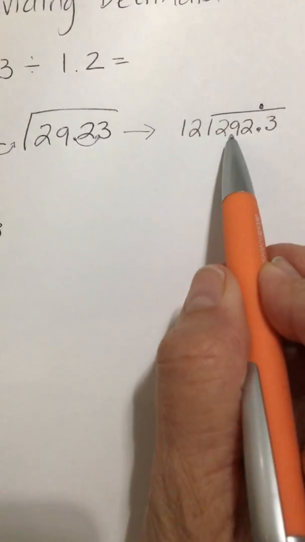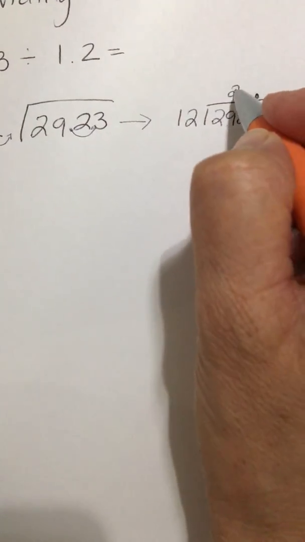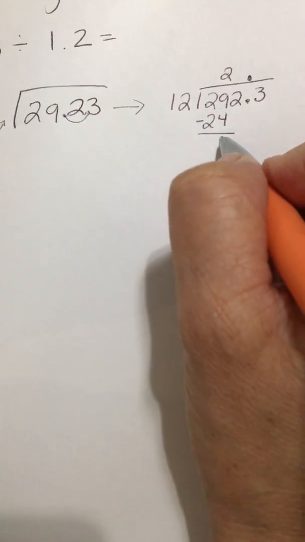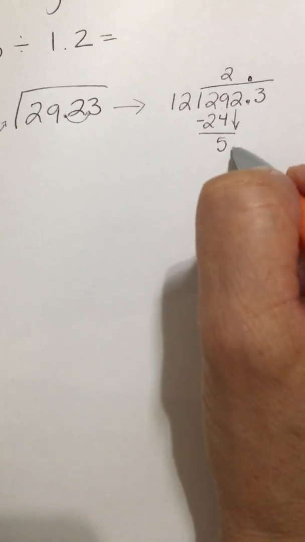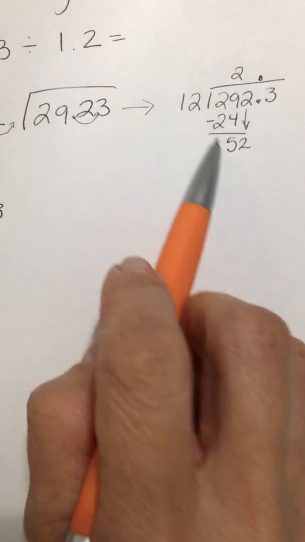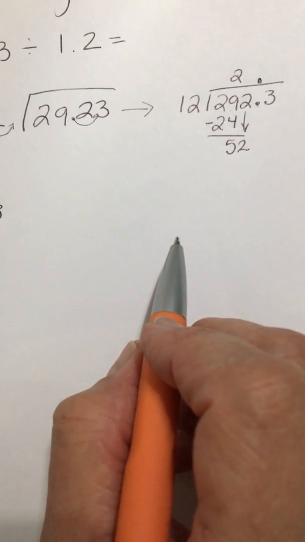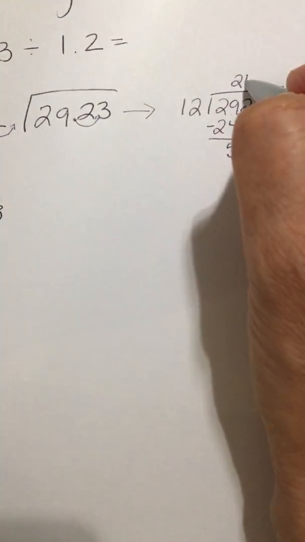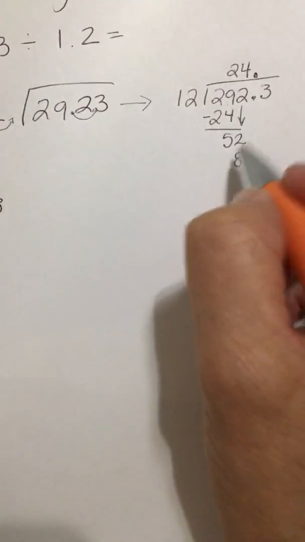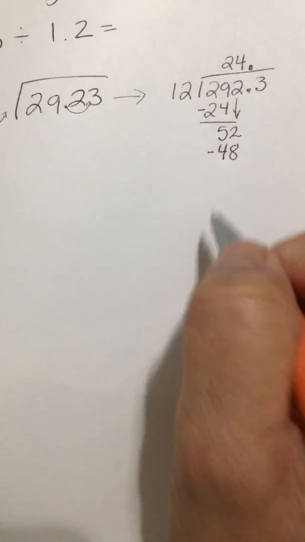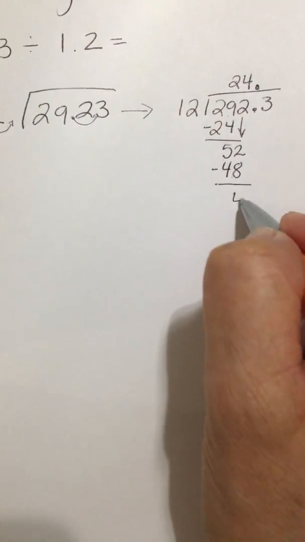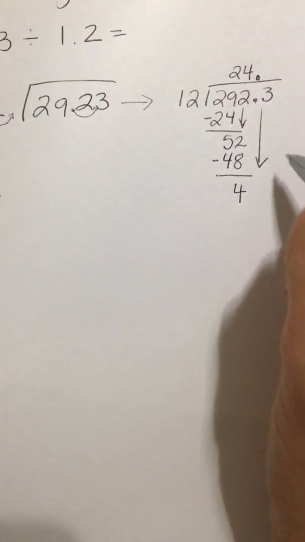So I know that 12 fits inside 29 two times, because 2 times 12 is 24. Go ahead and subtract. I've got 5. I bring down my 2. So now I have 52 divided by 12. So I know that 12 fits inside 52 about 4 times, because 4 times 2 is 8, 4 times 1 is 4. So now I'm going to subtract again. 52 minus 48 is 4. And I'm going to bring down the 3.